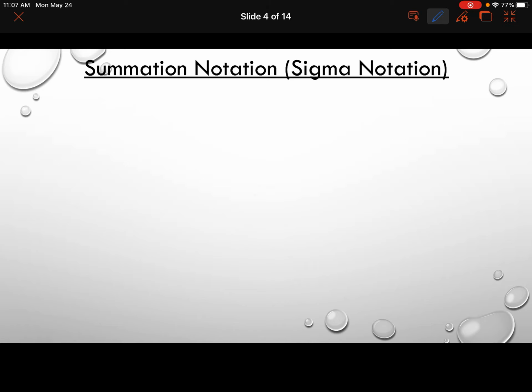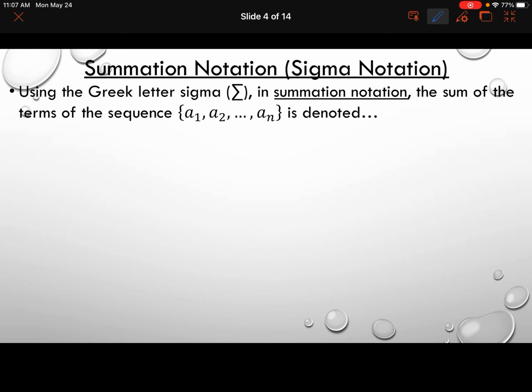So this notation is called summation notation or sigma notation. It's called summation notation because, once again, we're literally finding the sum of a sequence of numbers, and sigma notation because it utilizes the Greek letter sigma, which, as you can see here, kind of looks like a capital E. But once again, this is the Greek letter sigma. And this is what the notation looks like.